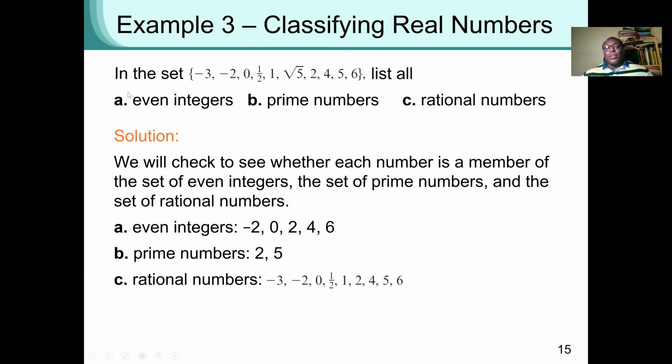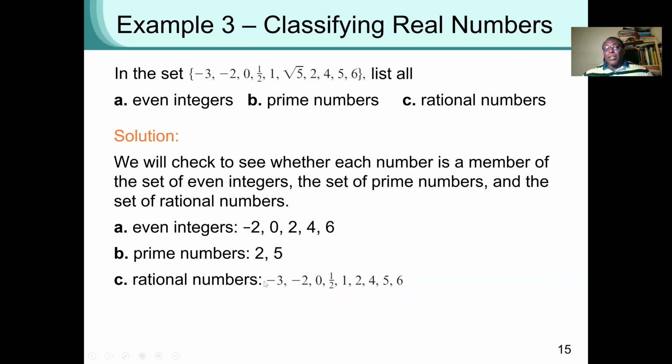Let's see an example here. We are given a set, a list of items, and we should list the even, prime, and rational numbers. So let's look at the set. What numbers are prime numbers? And what numbers are even numbers? The even numbers, we know, are -2, 0, 2, 4, and 6. Prime numbers means it's only divisible by itself and 1, or the factors will be 1 and the number itself. So here we know 2 and also 5.